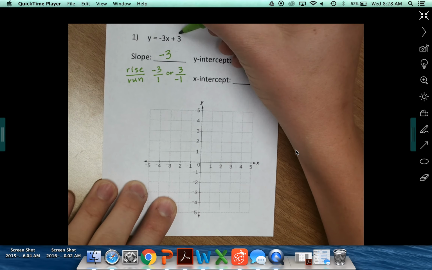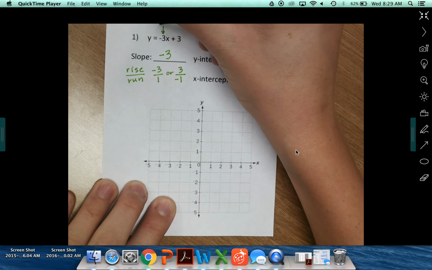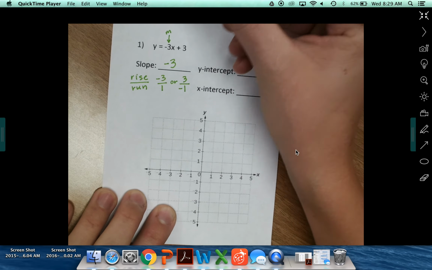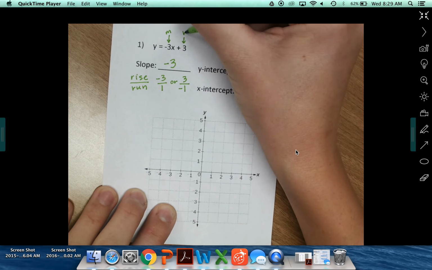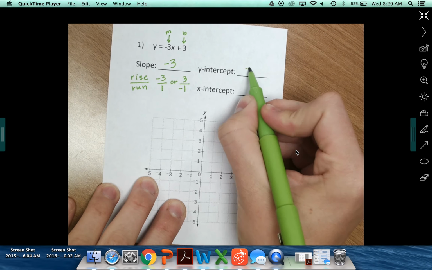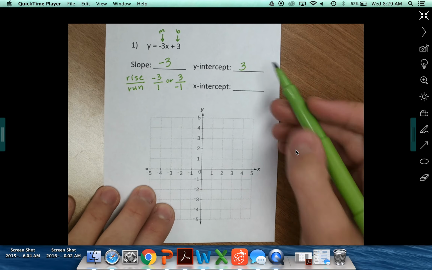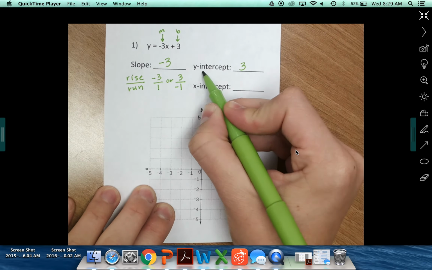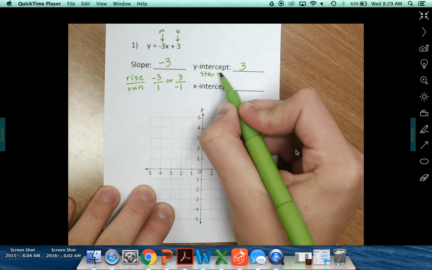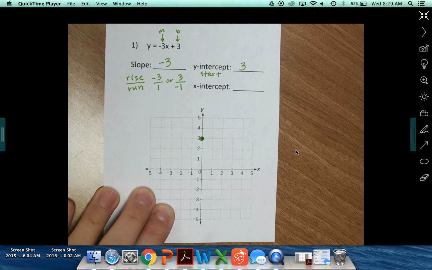Okay? Our y-intercept is our b. Okay? So we've got our m here, our slope. We've got our b here, which is our y-intercept, and it is a positive 3. So our y-intercept is positive 3. So let's go ahead and get this graph. So our starting point is our y-intercept, right? That's where we start. So our y-intercept is up here at 3.